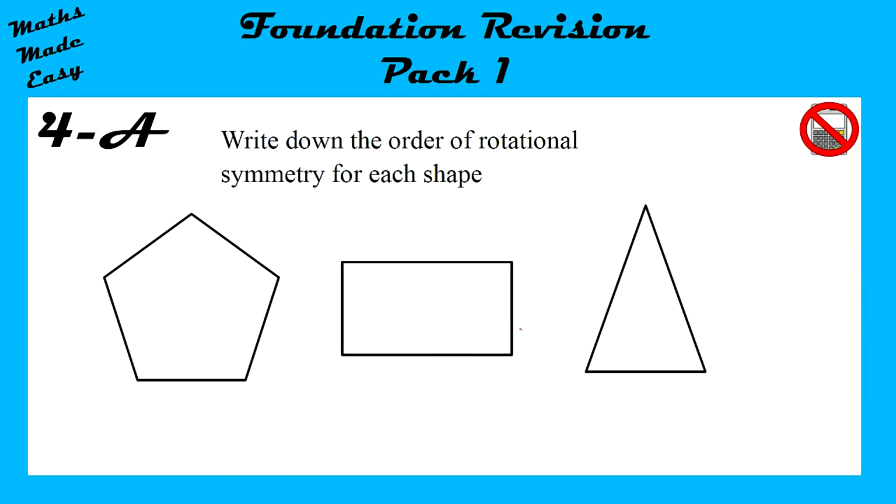Question 4a. The order of rotational symmetry for the regular pentagon is 5, for the rectangle is 2, and for the isosceles triangle is just 1.